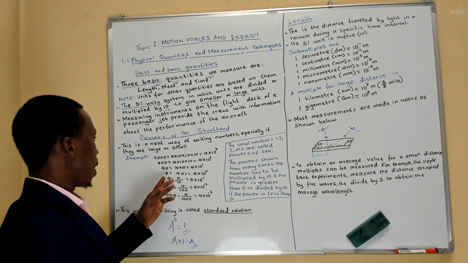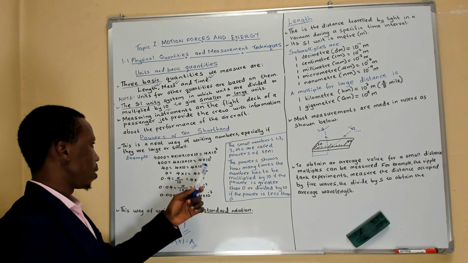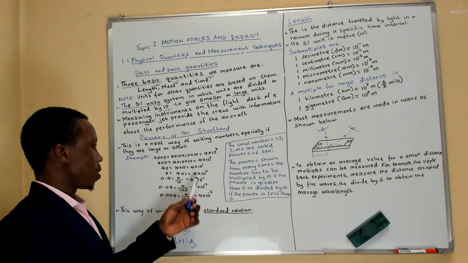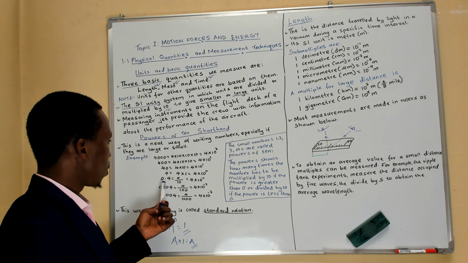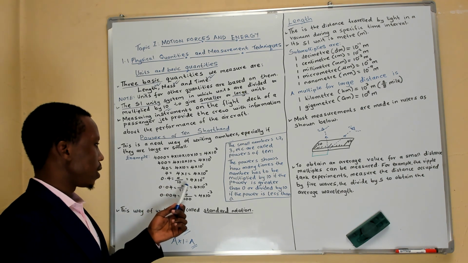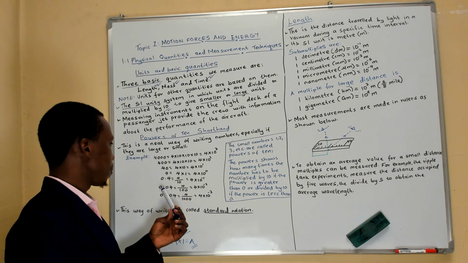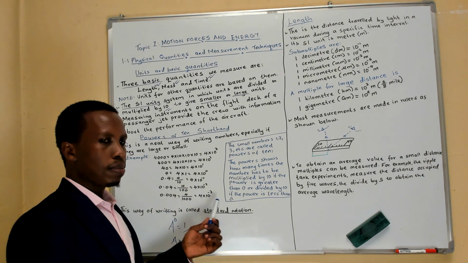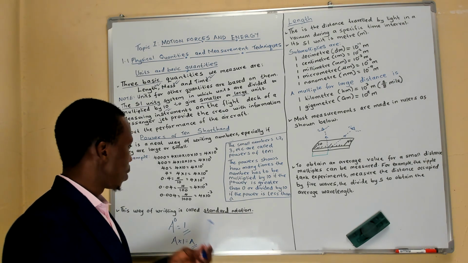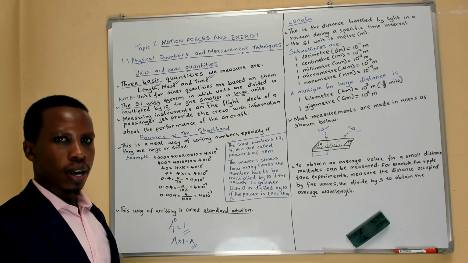Up to here we have the positive powers, that is 1, 2, 3, and so on. But we can also have negative powers in standard form. Like 0.4 is the same as 4 times 10 power negative 1. 0.04 is the same as 4 times 10 power negative 2. 0.004 is the same as 4 times 10 power negative 3.